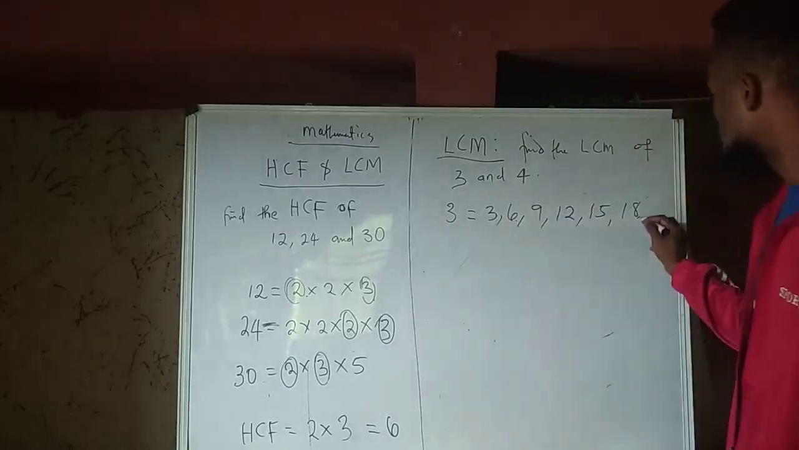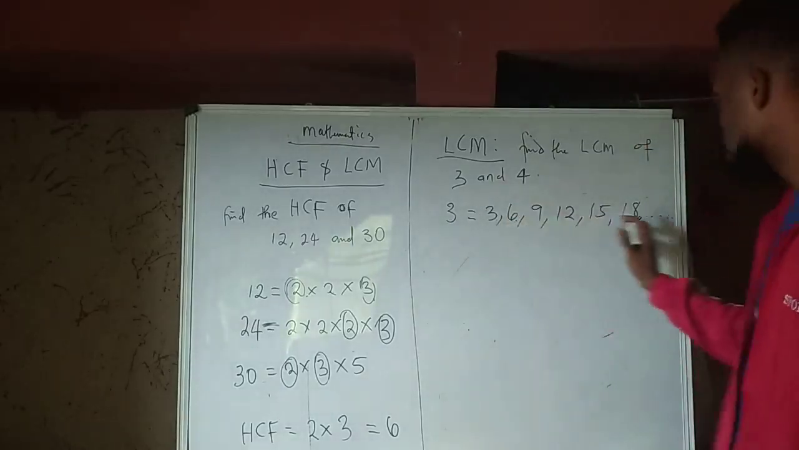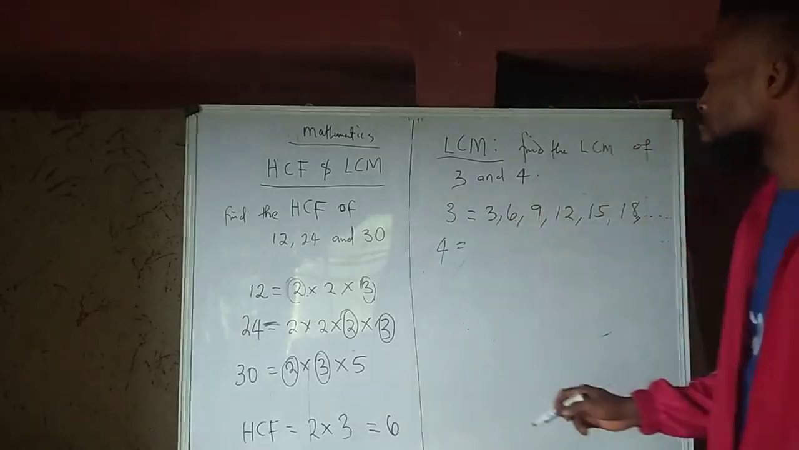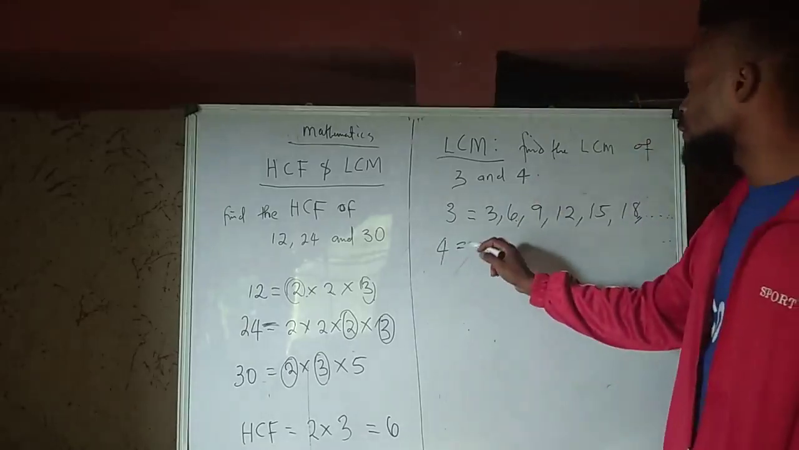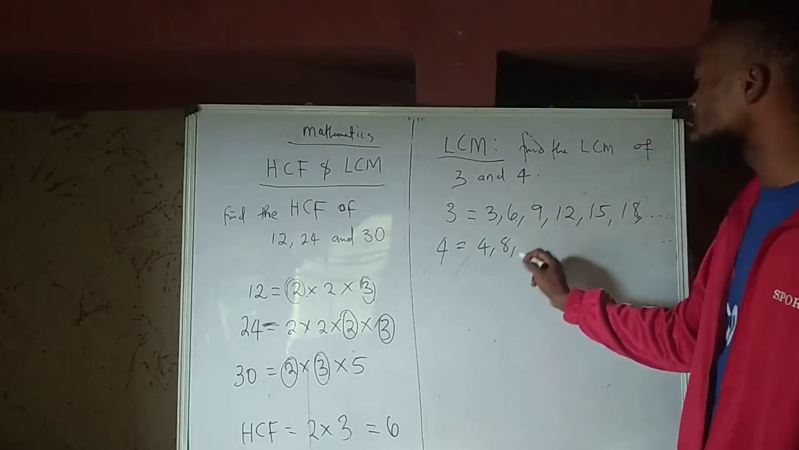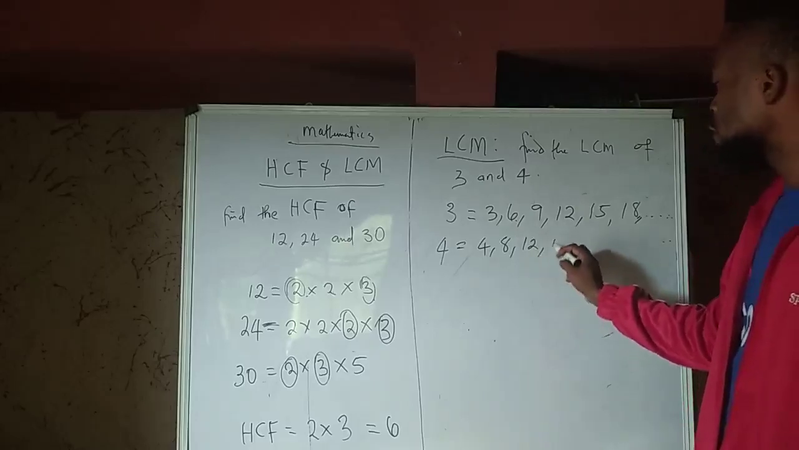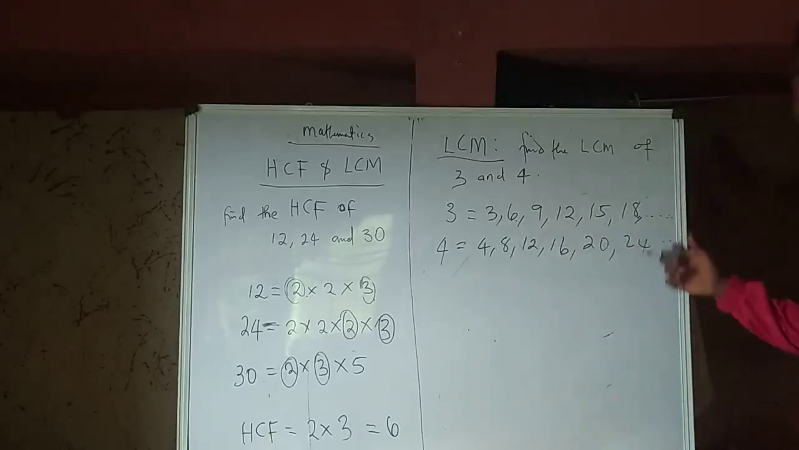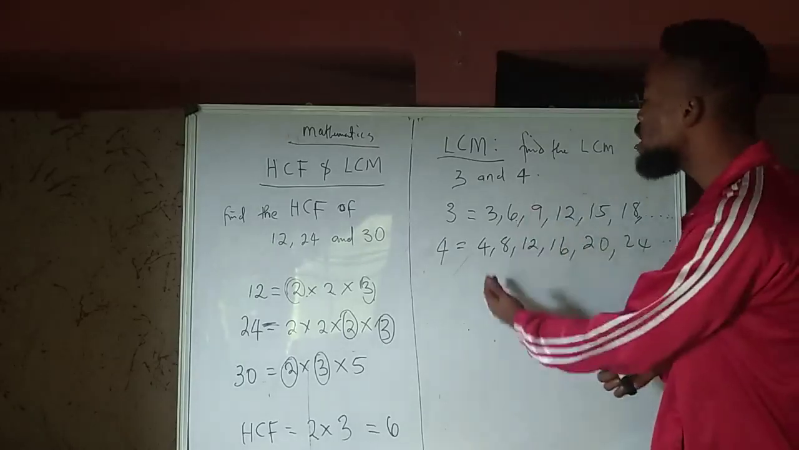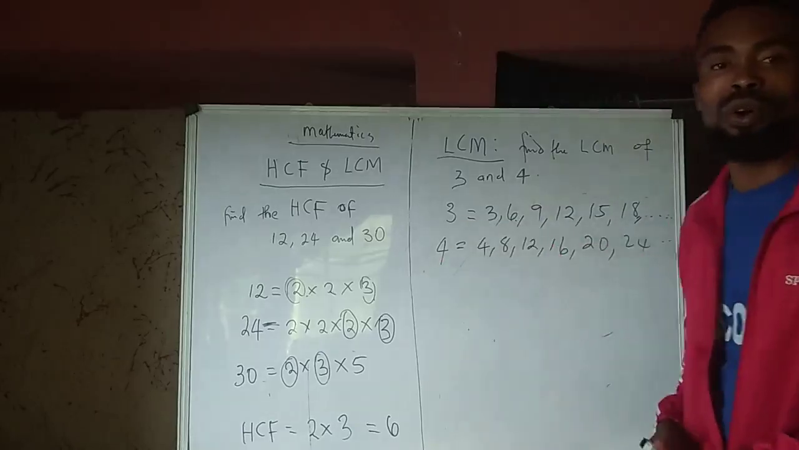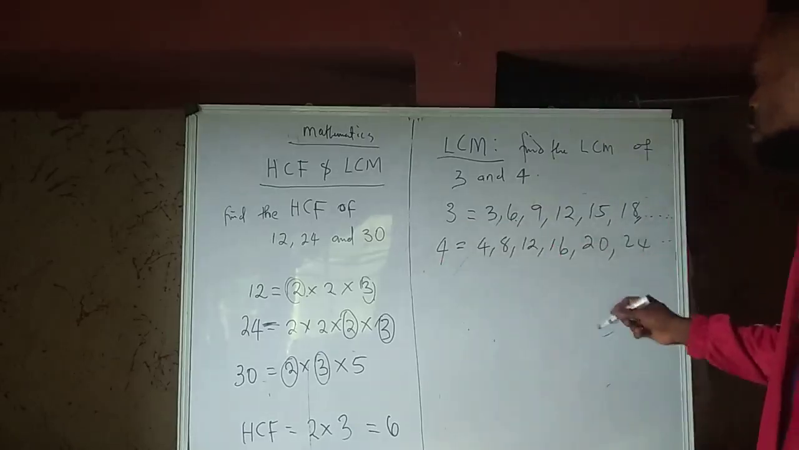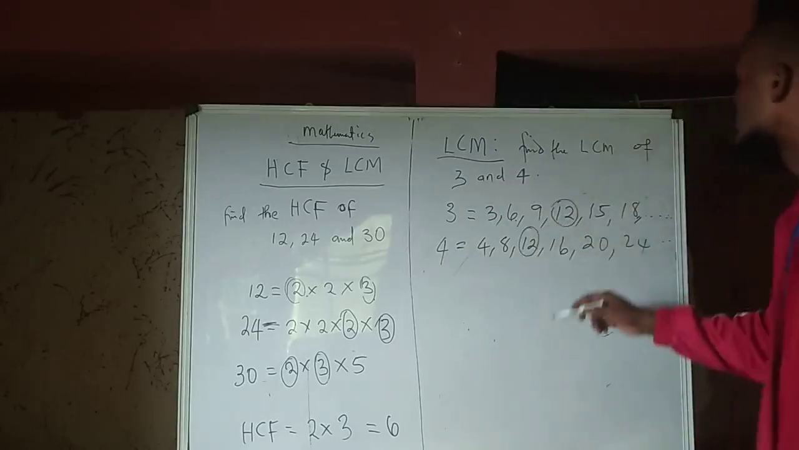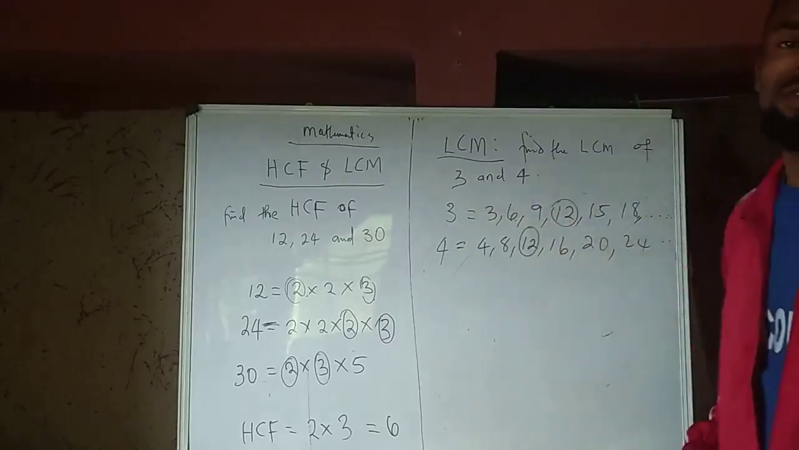Although it continues, we can stop here. Now, the multiples of 4. 4 times 1 gives you 4, 4 times 2 gives you 8, 4 times 3 gives you 12, 4 times 4 gives you 16, 4 times 5 gives you 20, 4 times 6 is 24, and so on. So what is the lowest common multiple of 3 and 4? As you can see here, it is 12, because 12 is common to both 3 and 4.